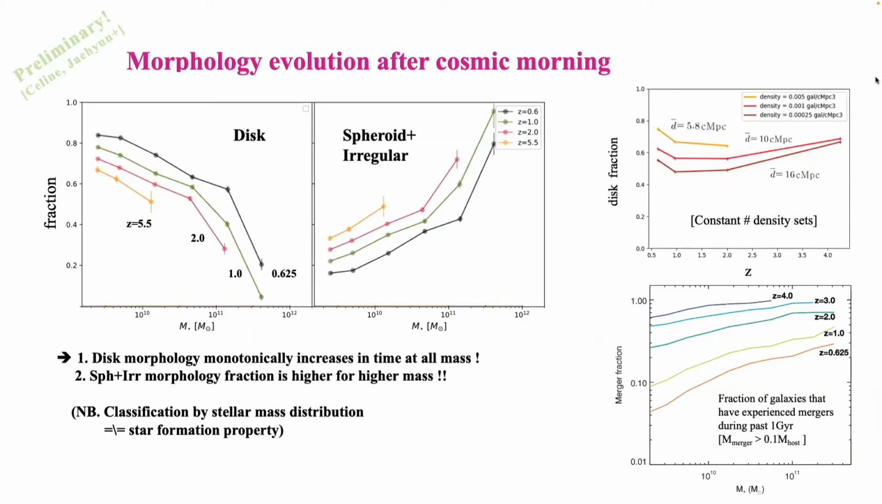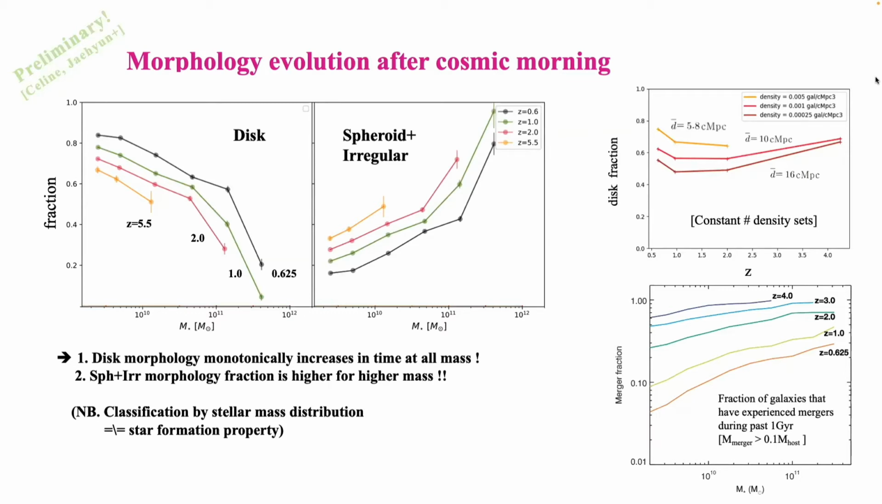Okay, so let's look at the morphology of galaxies at later epochs. On the left, the plot shows the disk fraction as a function of stellar mass at different redshifts. And you can see that at a given mass, the disk fraction monotonically increases. So there are more and more disk types. But as you go to high mass, the disk fraction decreases, and therefore the spheroid plus irregular type increases. So this was quite surprising, but this is at a given mass.